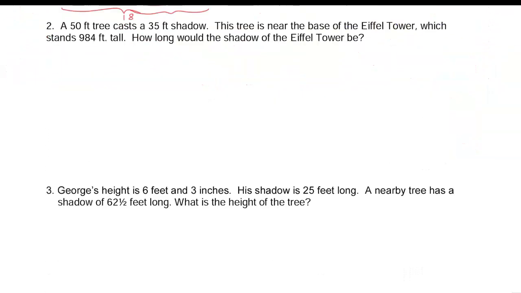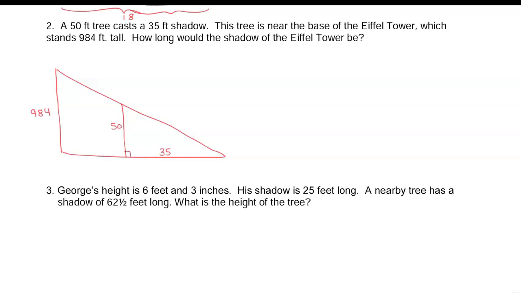Draw the same picture again. So get yourself a nice big right triangle. The story is a 50-foot tree casts a 35-foot shadow. This tree is near the Eiffel Tower, which stands 984 feet tall. So obviously the Eiffel Tower is the tallest thing here, so that's 984 feet tall. The tree is 50 feet tall, and it's casting a 35-foot shadow.